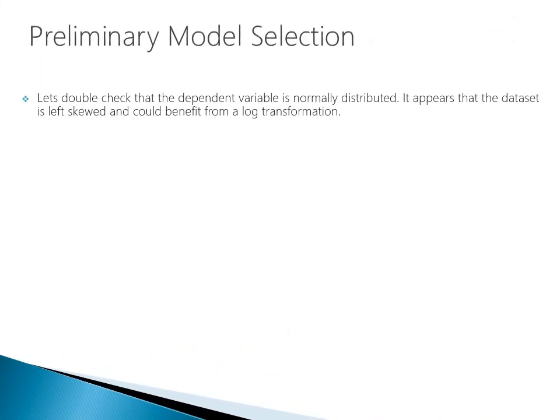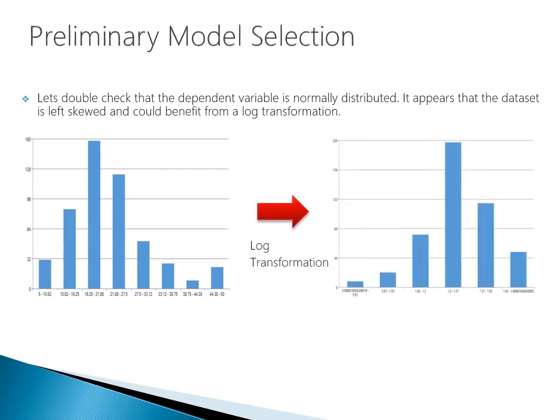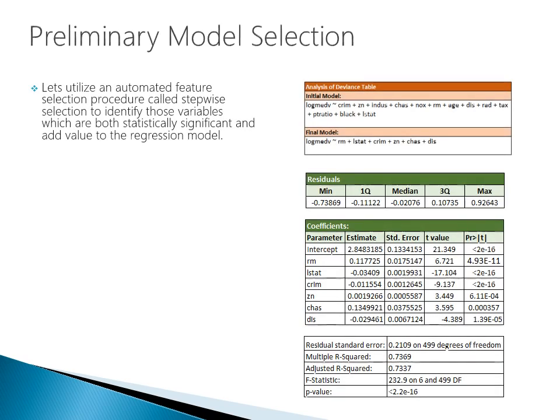Let's double check that the dependent variable is normally distributed. It appears that the dataset is left skewed and could benefit from a log transformation. So we'll go ahead and perform the transformation. Let's utilize an automated feature selection procedure called stepwise selection. If you're unfamiliar with this technique, I cover it in detail in the EDA presentation prior to this one. We're going to use this technique to identify those variables which are both statistically significant and add value to the regression model.